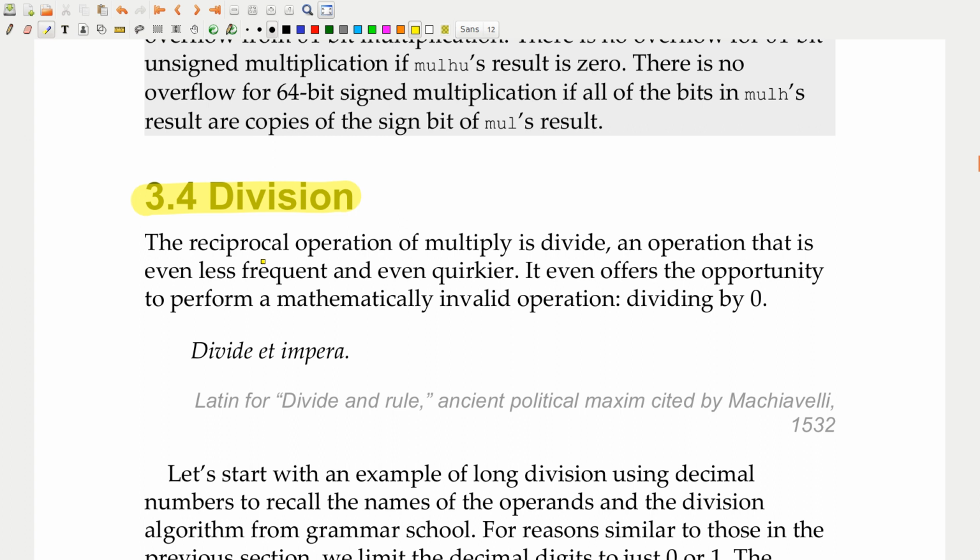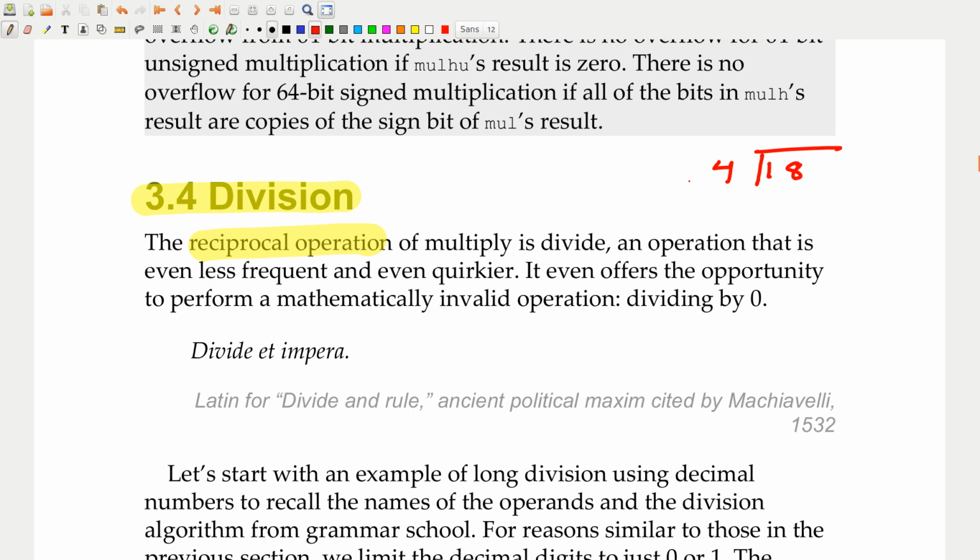So division. Let's look at division for a little bit. So, of course, it's a reciprocal operation of multiplication. However, it's very difficult for a computer to do. And all that we need to do to see why is look at a simple division of, say, 18 divided by 4.